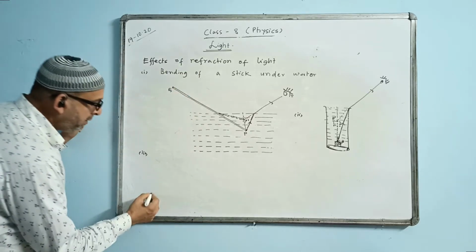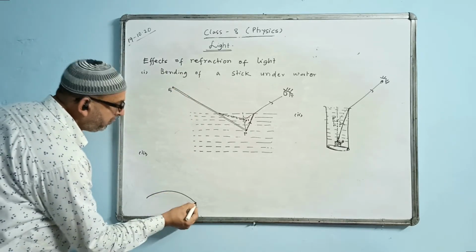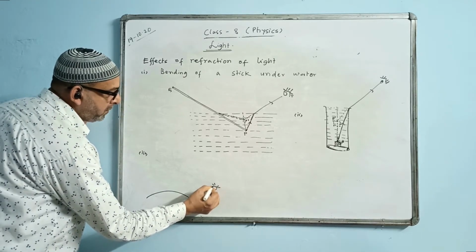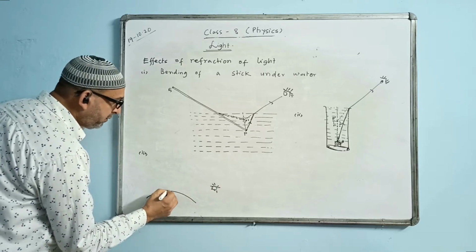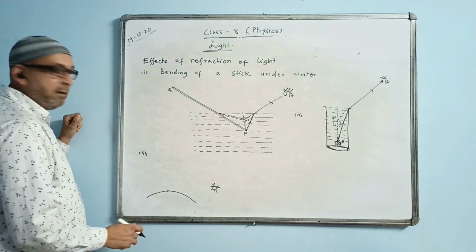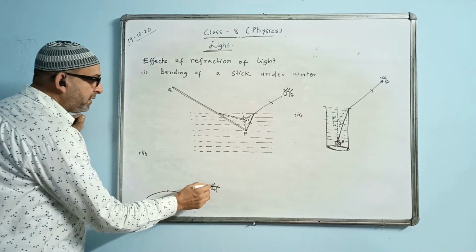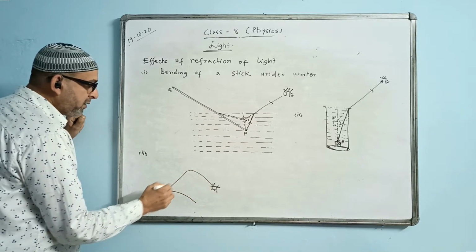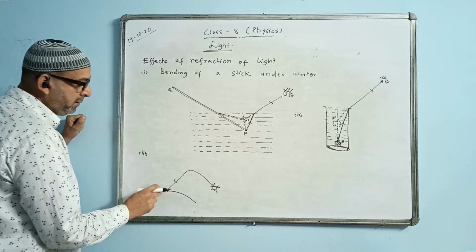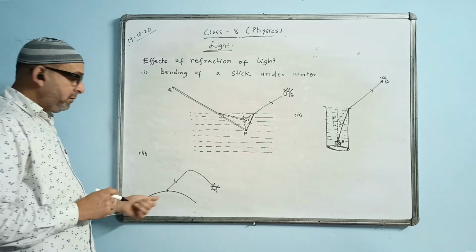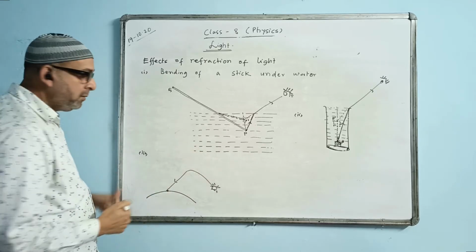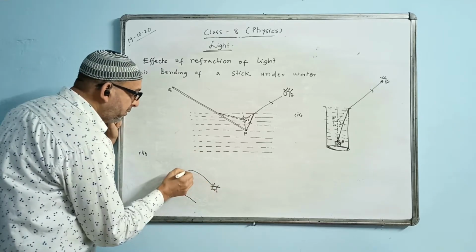So here is the ground, here is the sun below the horizon, and here is the observer. That means the view is hidden. But the ray will travel like this from the sun, through the atmosphere, because here is the denser medium and this is the rarer medium. The ray of light is bending towards the normal. The sun's image will be seen somewhere here.